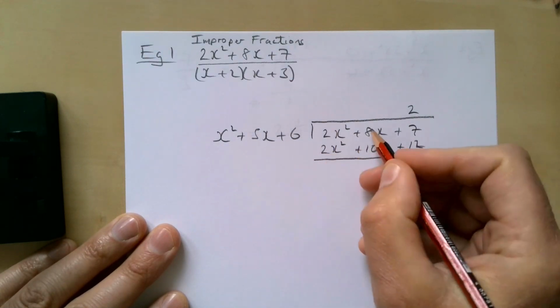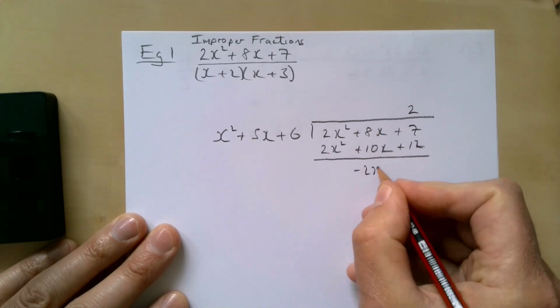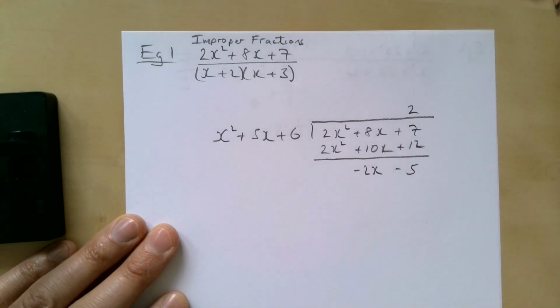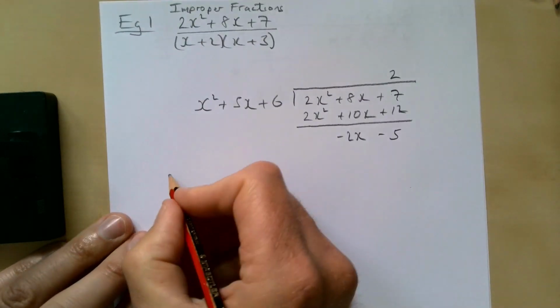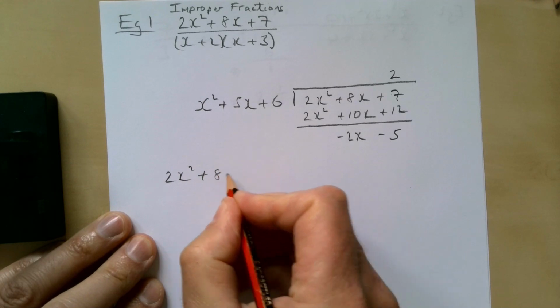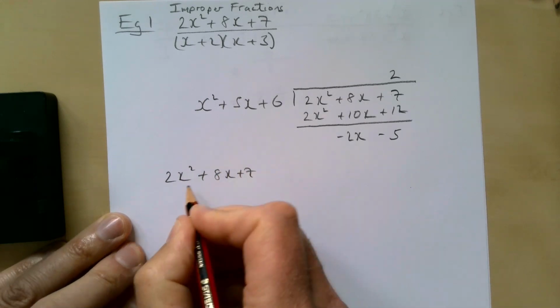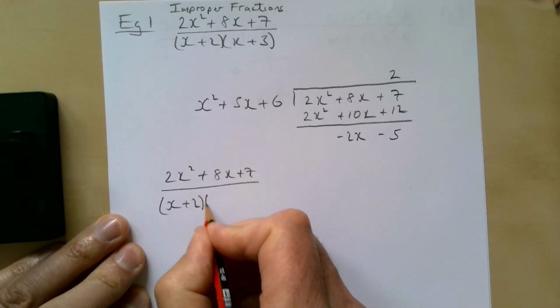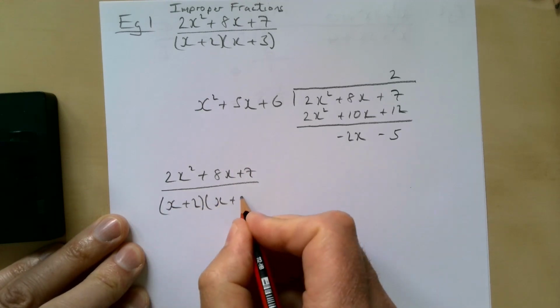We subtract then to get our remainder. These obviously cancel. This take away this is minus 2x. This take away this then is minus 5. So how can we rewrite our original question? This is the big question: 2x squared plus 8x plus 7 all over x plus 2 times x plus 3.